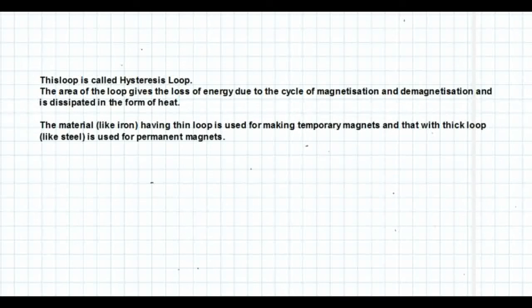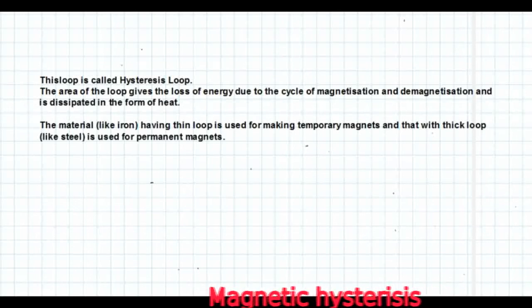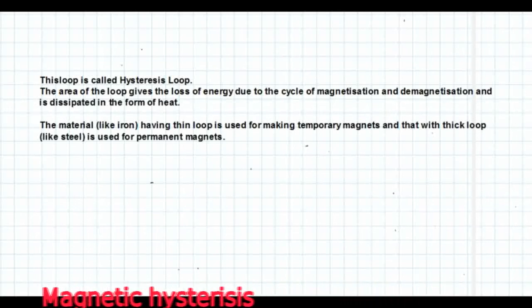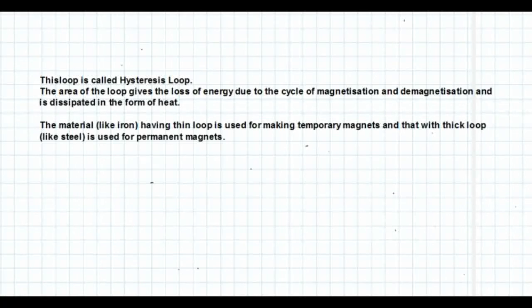For temporary magnets or electromagnets, they should have low retentivity and low coercivity. Low retentivity and low coercivity mean what? The loop should be narrow, right? The loop should be very thin. If the loop is very thin, we can have low retentivity and low coercivity. So materials like iron have such a loop, and they are used for making temporary magnets or electromagnets.